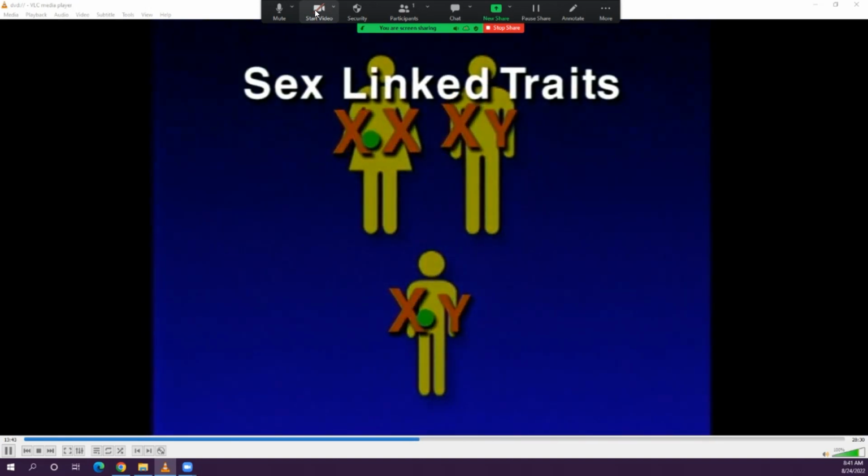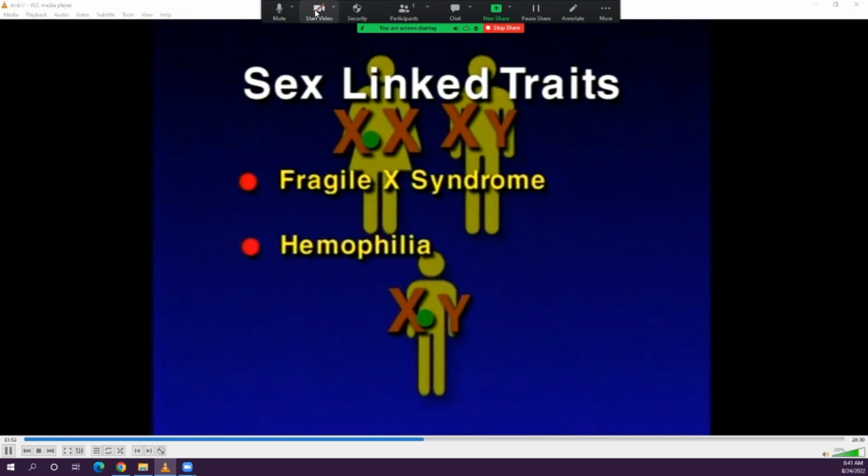Examples of the most common sex-linked traits are Fragile X syndrome, the most common inherited form of mental retardation; hemophilia, a blood clotting disorder; and red-green color blindness.